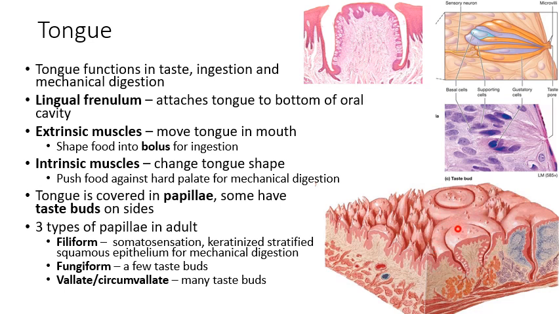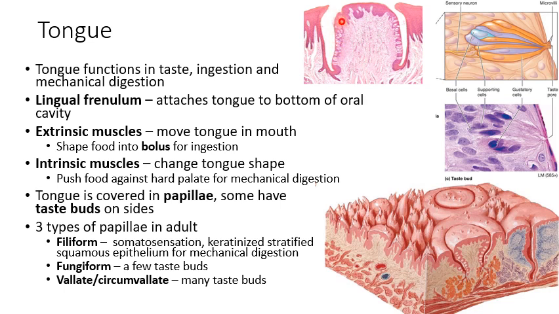So your taste buds are all on the circumvallate or on the fungiform, but most of them are on the circumvallate, and they're on the sides. So all these kind of little dots along the sides of this papilla are the taste buds. Here you can see another view of them. This whole thing would be a circumvallate papilla, and here you have the taste buds.